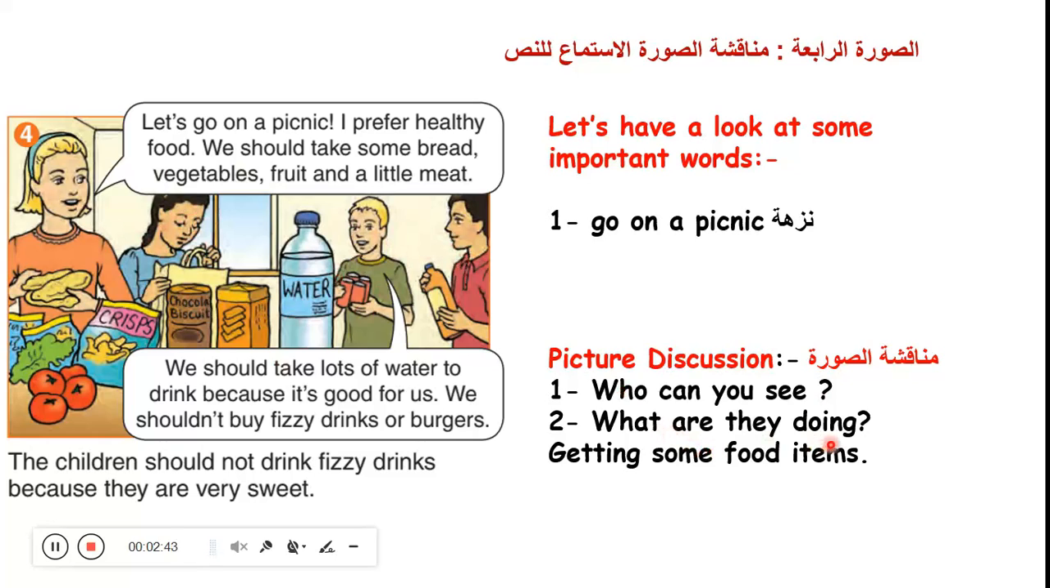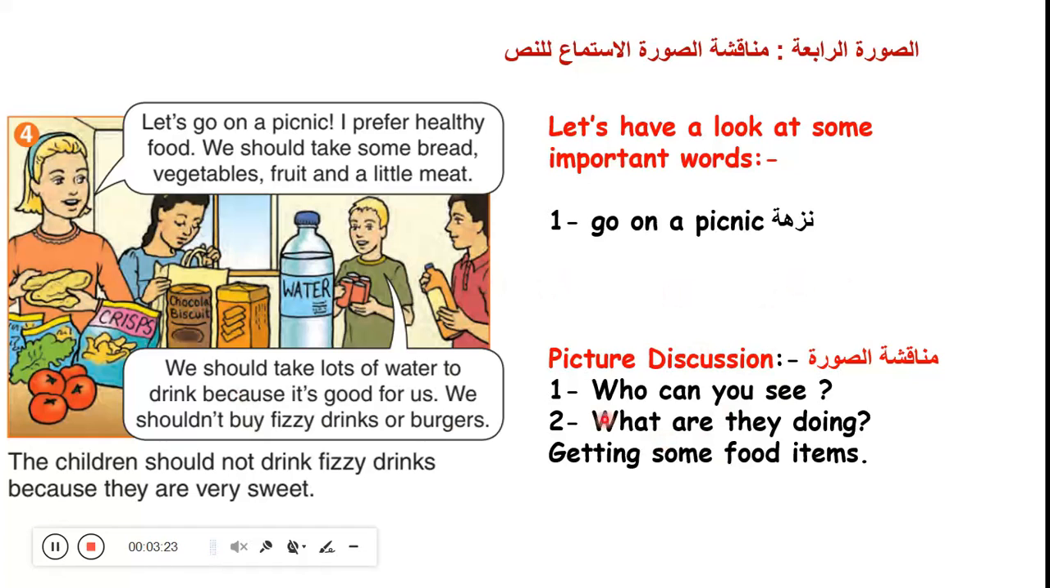What are they doing? They are collecting بيجمعوا some food items. Maybe as we said here, they are going on a picnic. لأن هم they are going to have a picnic. سوف يكون عندهم نزهة. They are collecting or buying يشترون some food items. Then they are getting some food items because they're going on a picnic.